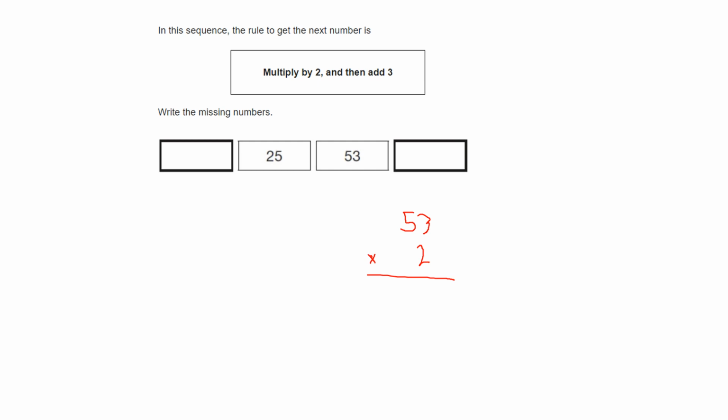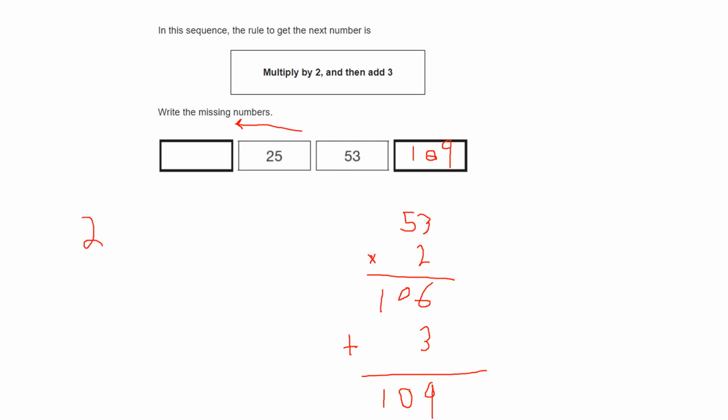2 times 3, we've got 6, and 2 times 5 is 10. I've then got to add 3 to that answer, and I know that 6 add 3 is 9. I've got 0, and I've got a 1. So I've got 109. However, this time I'm working backwards, so I've got to do the inverse, I've got to do the opposite.